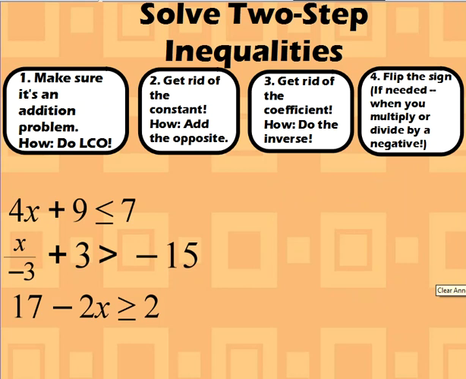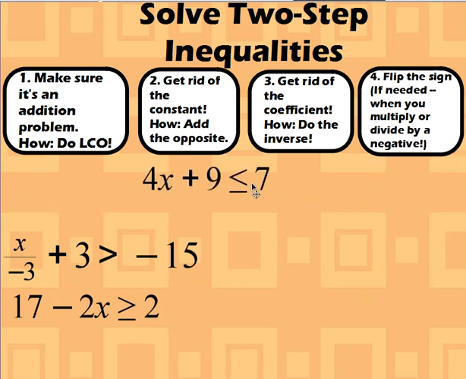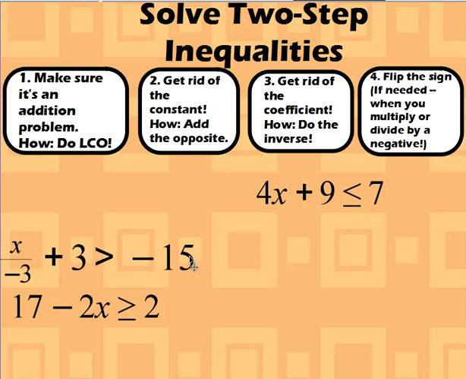As you're working, let's go ahead and just do one together. I think that's going to be the best idea. But let's look at our flow chart here. Number one, the first thing you're going to do is make sure it's an addition problem by doing LCO. The second thing, you're going to get rid of the constant by adding the opposite. Number three, you're going to get rid of the coefficient by doing the inverse.